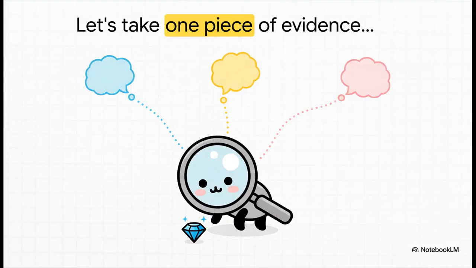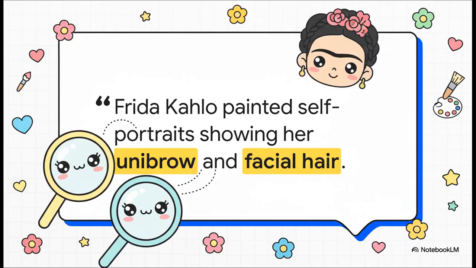Now, I know these might sound a little academic or abstract, so the best way to really get it is to see them in action. Let's take one simple fact and see what these lenses can really show us. All right, here's our piece of evidence. Super straightforward. Frida Kahlo painted self-portraits showing her unibrow and facial hair.